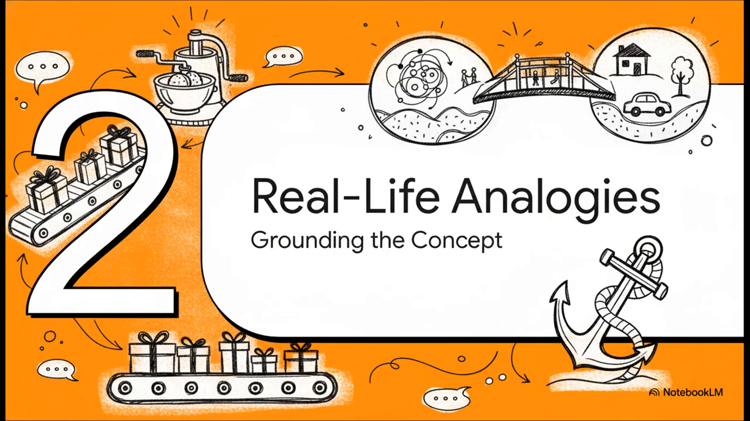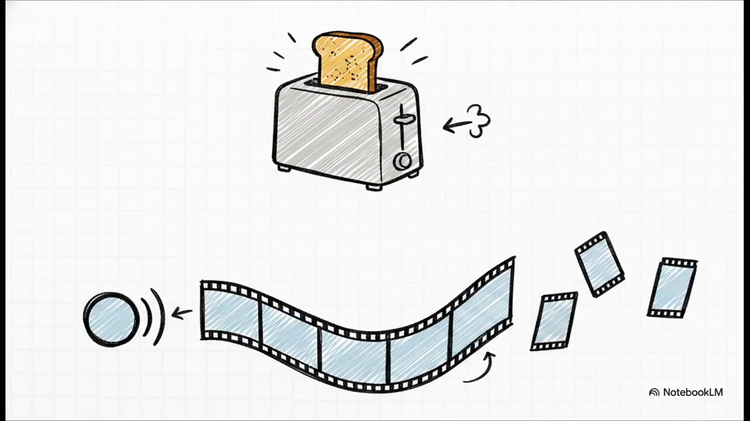Let's move to Section 2, Real-Life Generator Analogies, Grounding the Concept. To really make this click, think about a baker at a busy breakfast diner. They make one slice of toast right when you order it, rather than aggressively baking an entire loaf of bread before serving you anything at all. You get exactly what you need right when you need it with zero wasted effort.